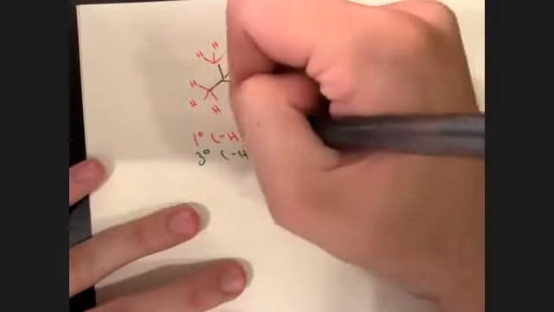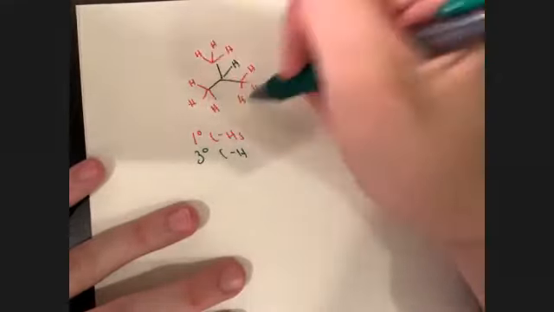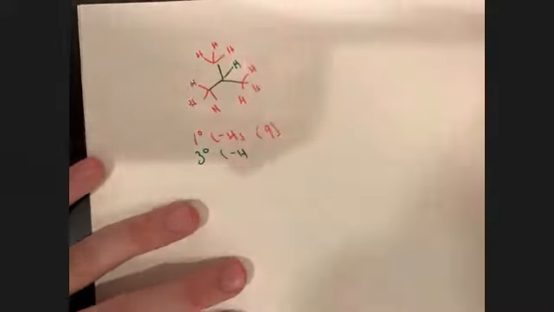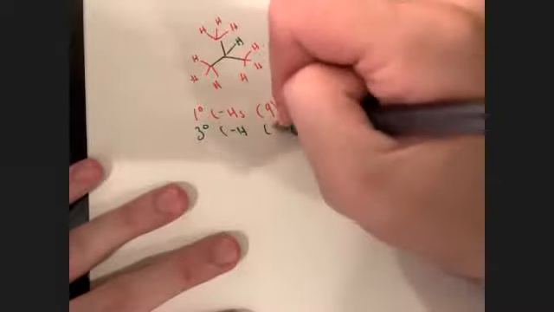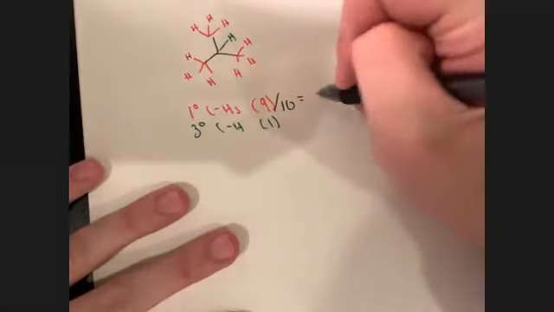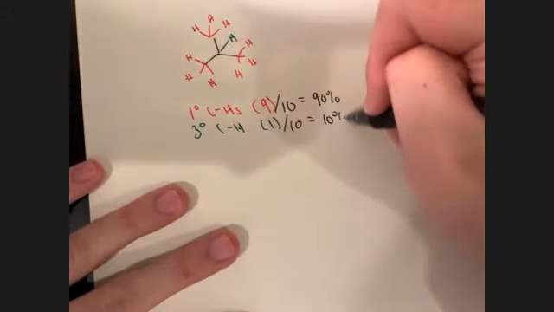So how many primary CHs do I see? 1, 2, 3, 4, 5, 6, 7, 8, 9. So there's 9. So let's just put a 9 maybe here. And then when we see how many tertiaries, there's only 1. So 9 out of a total of 10 means 90%, and 1 out of a total of 10 equals 10%. So just keep that in mind.